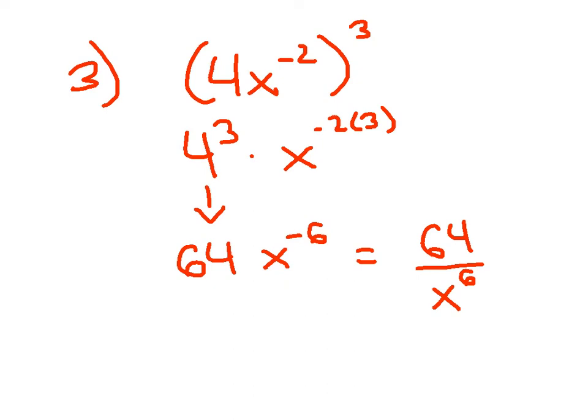Now some people may have chosen to write this work this way. This part you don't need to write down. For example, in the parentheses, some people may have already written x to the power of negative 2 as 1 over x to the power of 2, and then distributed that power of 3 to each part in your expression. Either way, anytime you have a negative exponent in the numerator, you want to bring it down to the denominator to rewrite it as a positive power.